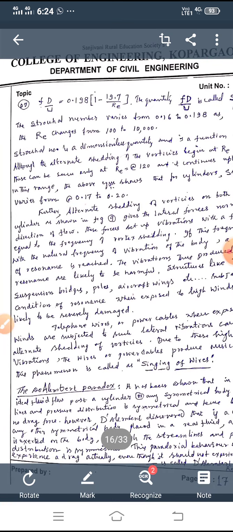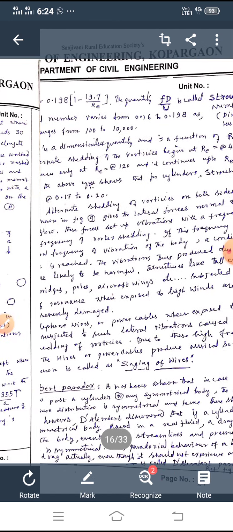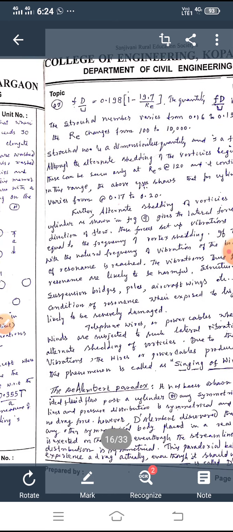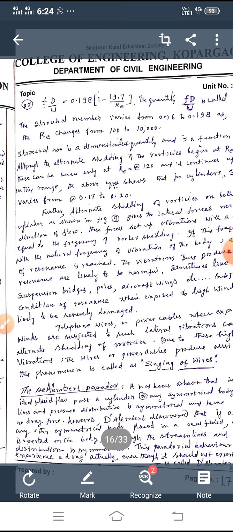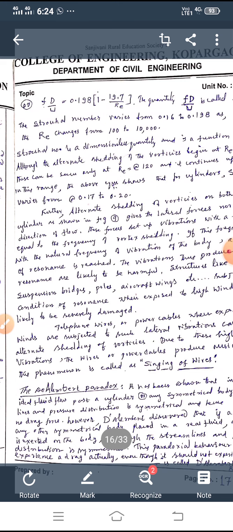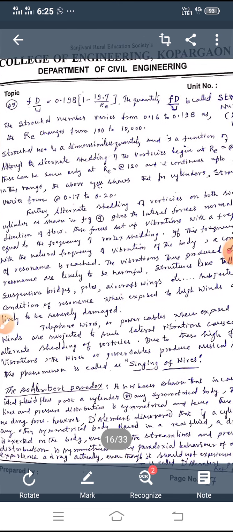Now we can rewrite this as FD by U, known as the Strouhal number, which is a dimensionless quantity, no units of course, equal to 0.198 whole multiplied by 1 minus 19.7 divided by Re. The Strouhal number varies from 0.16 to 0.198, almost 0.2, for a range of Re values from 100 to 10,000.